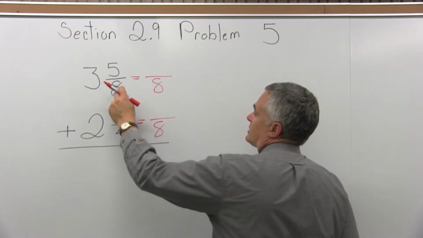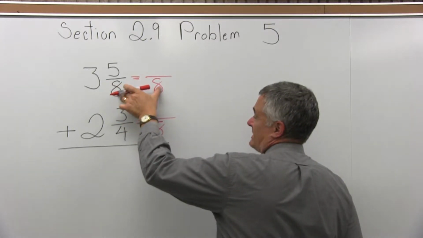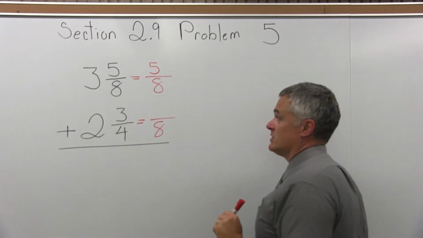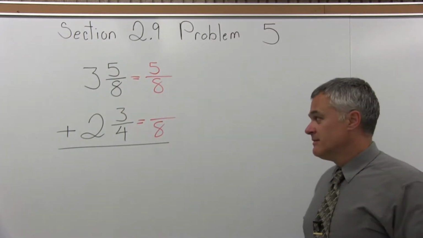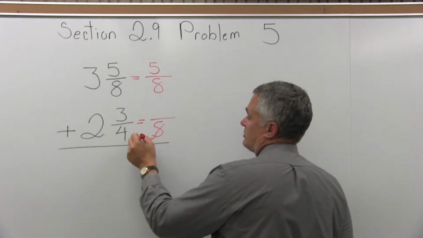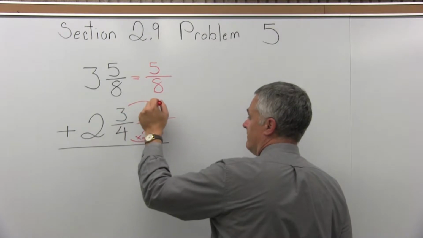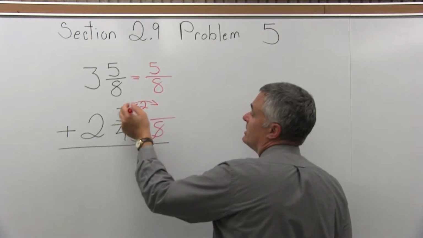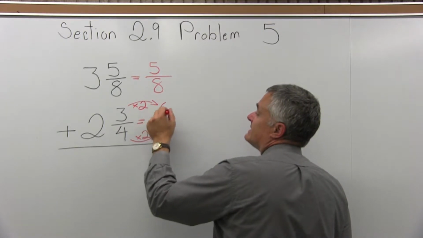So for the upper fraction, I kept the denominator the same. It was 8, it stayed 8. So the numerator gets to stay the same. It was 5, it can stay 5. Now, for the lower fraction, the denominator got multiplied times 2. 4 times 2 is 8. So the top must also be multiplied times 2. 3 times 2 is 6.